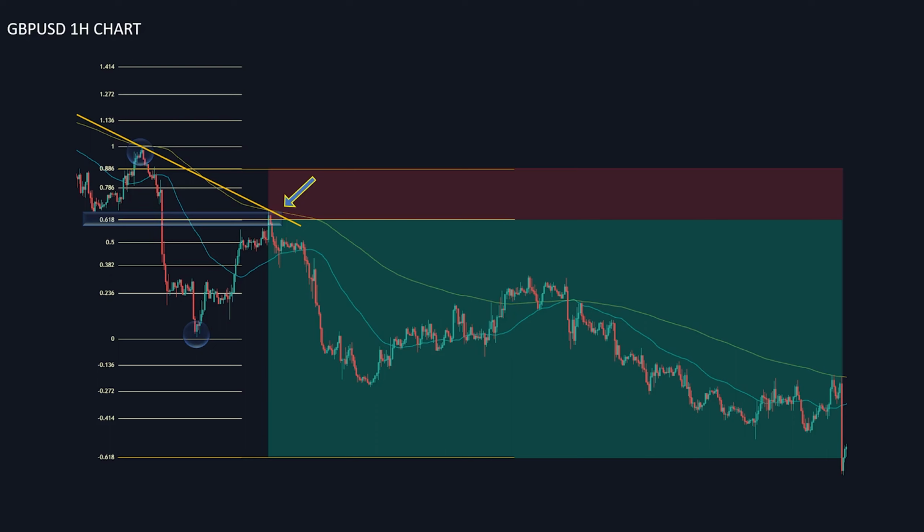Let's summarize how many confirmations we have. The first one is support and resistance. The second one is the trend line. The third is the 0.618 of the Fibonacci retracements. And the fourth is the price stand around 200 EMA.